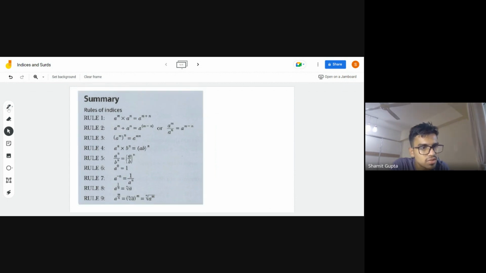Well, rule number 1 and rule number 2 I've just explained. They call it a rule, it's actually just common sense. If you think about it, it's literally just common sense. So this one we've done, this one we've done. Now, a to the power m, to the power n. Suppose you have 2 to the power 3 squared, or let's take 2 to the power 3 to the power 4 actually.